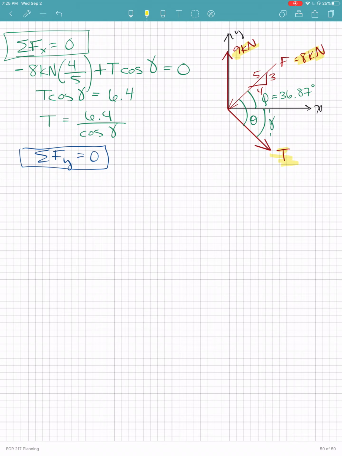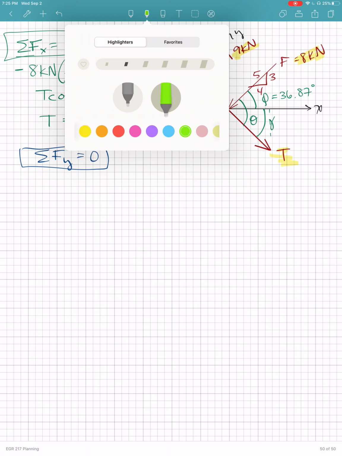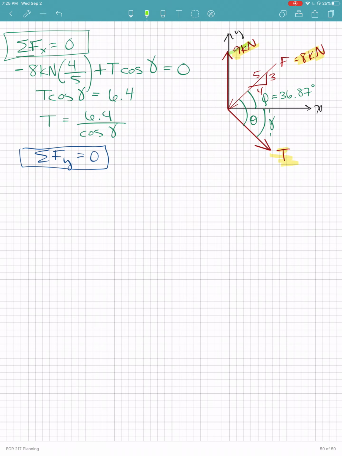So now we'll do the same thing where we go through each of the forces. We're going to start with that 9 kilonewton force. That 9 kilonewton force is just positive 9 kilonewtons, right? Because it's pointed up. And then the F force, that Y component is pointed down, so it'll be negative. And it's that 8 kilonewtons times 3 over 5. Alternatively, you could do 8 kilonewtons times sine of that angle.